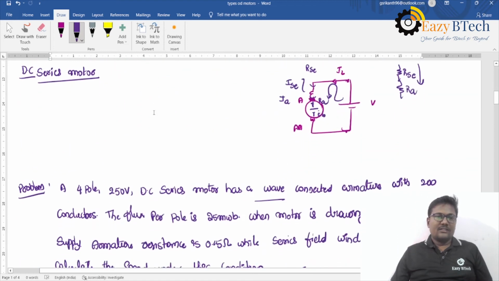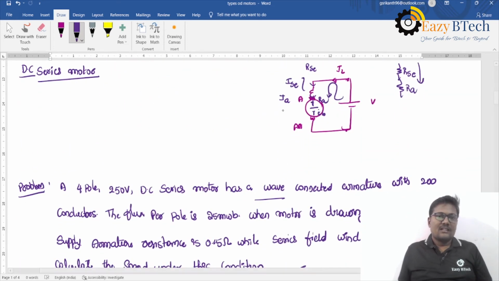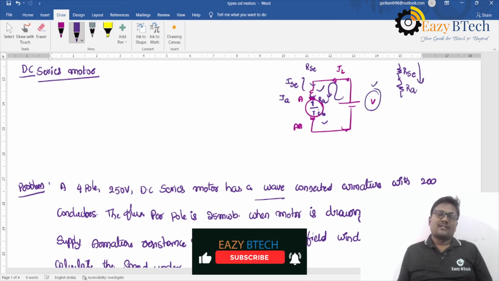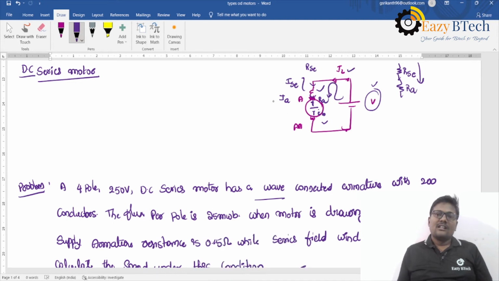Coming to the next classification, the DC series motor. The field winding and armature winding are both connected in series, and this combination is connected in series with the supply voltage. The current drawn from the supply is called the line current, the current flowing through the armature is the armature current, and the current flowing through the series field winding is the series field current.